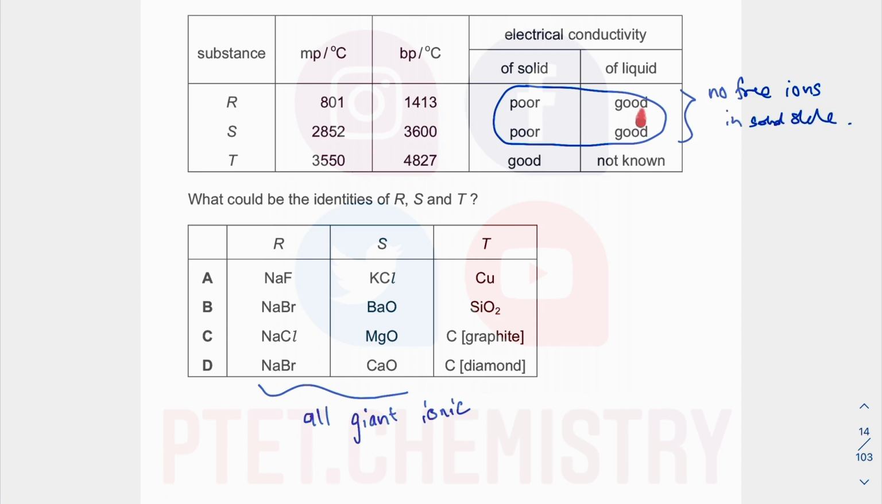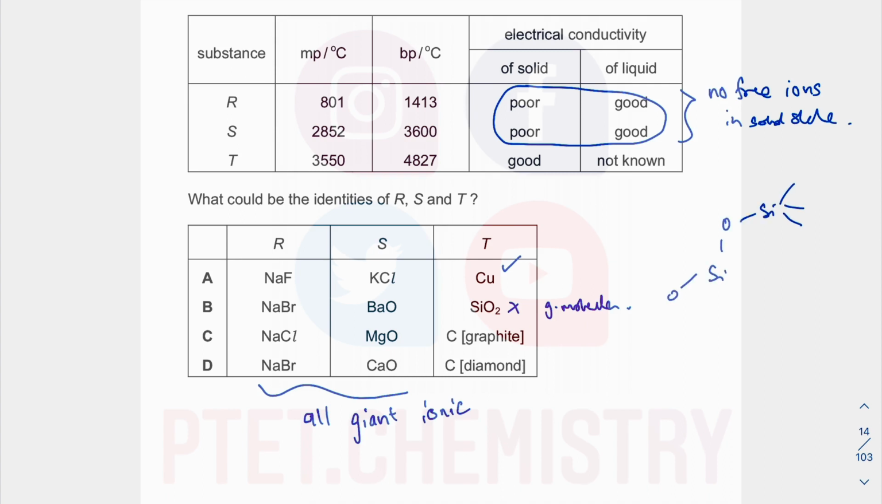But then you can conduct when they are liquid, all right? And then the last one, it can conduct when it's solid already. Well, copper can conduct when it's solid, all right? Because it's a metal. Metal can conduct when it's solid. SiO2 cannot conduct when it's solid because it's giant molecular. Well, not just because it's giant molecular, but because it hasn't got any free electrons at all when you think about the structure.